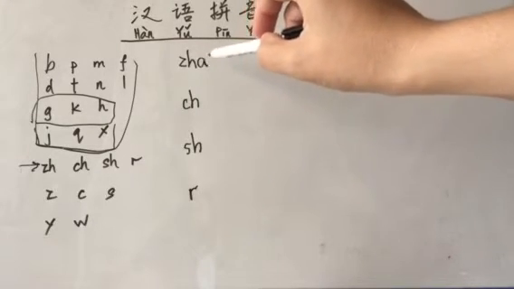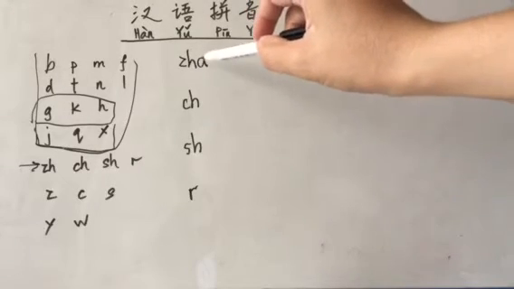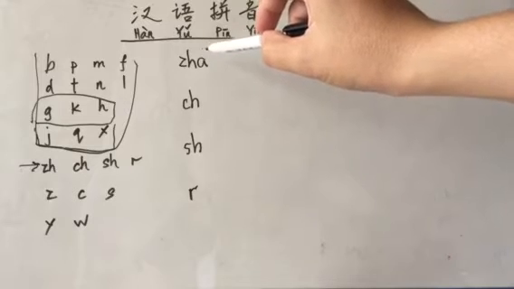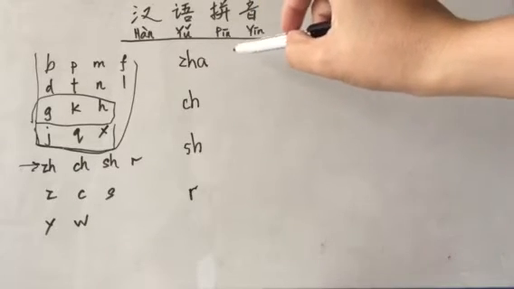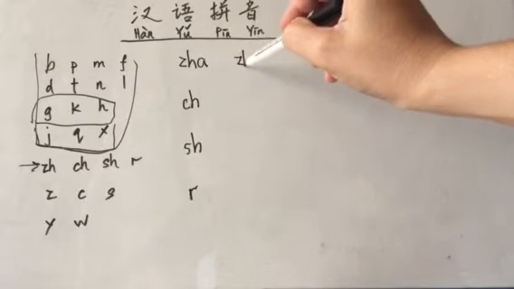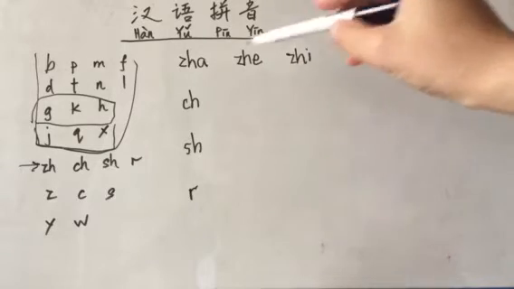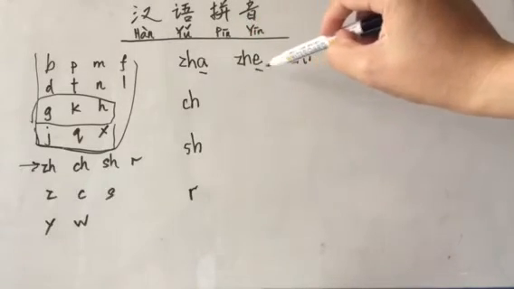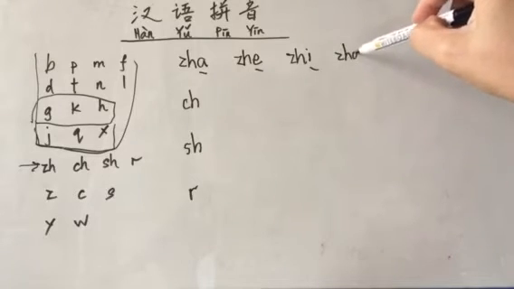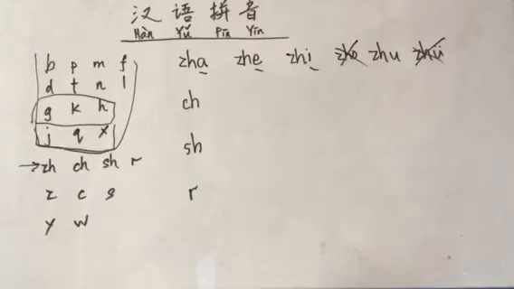知, 扎, 扎 with 4 tones. 扎, 扎, 扎, 扎. A, E, I. These are the finals. A, E, I, O, U, and Yu. There are 6 finals. There isn't such a thing in Chinese.